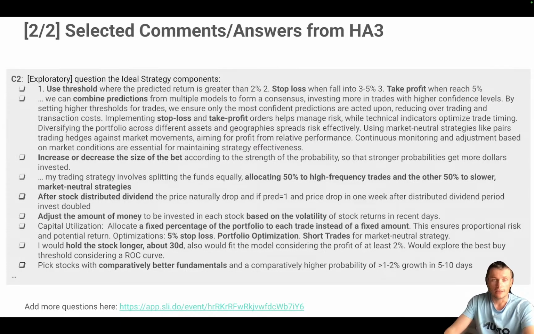Now let's move to the exploratory question on the ideal strategy components. Most of you got suggestions that are totally correct, and it's great to implement them. More than that, I implemented most of the suggestions in the advanced simulation today. So someone said, let's use a threshold when the predicted return is greater than 2%.